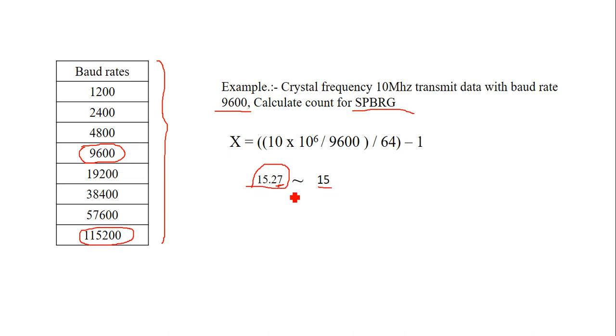If you give more than 15, that is 16 or 17, then it will send a garbage value. We have to take an approximate value. So it is 15.27, so we have to choose 15.